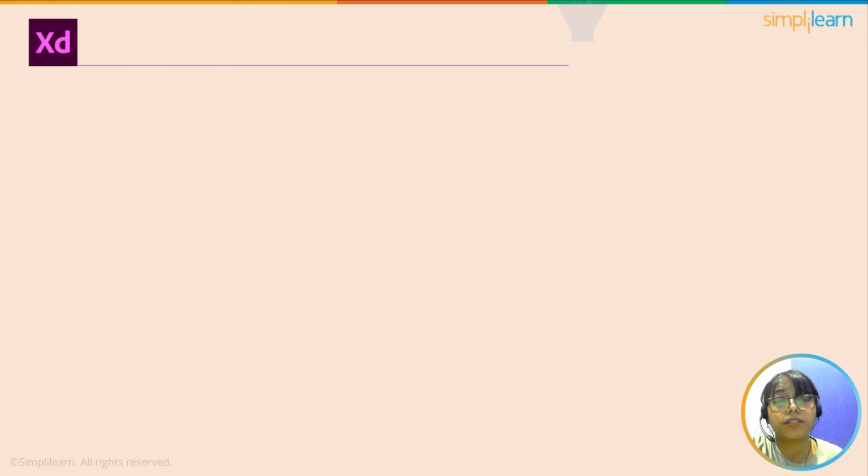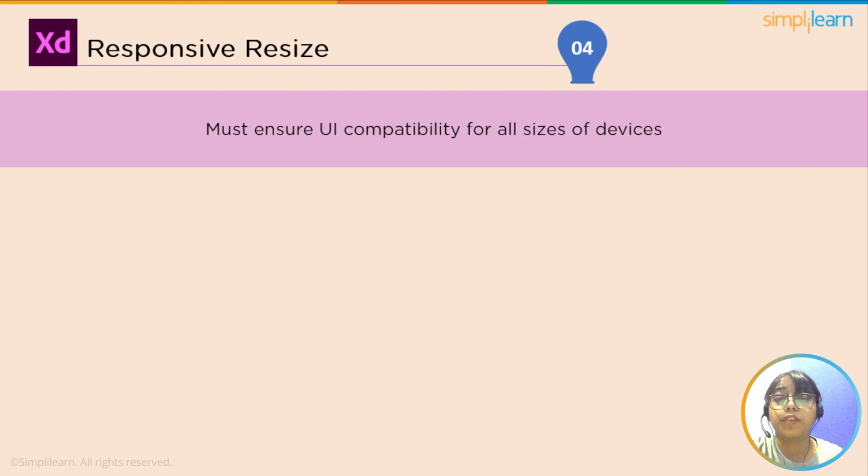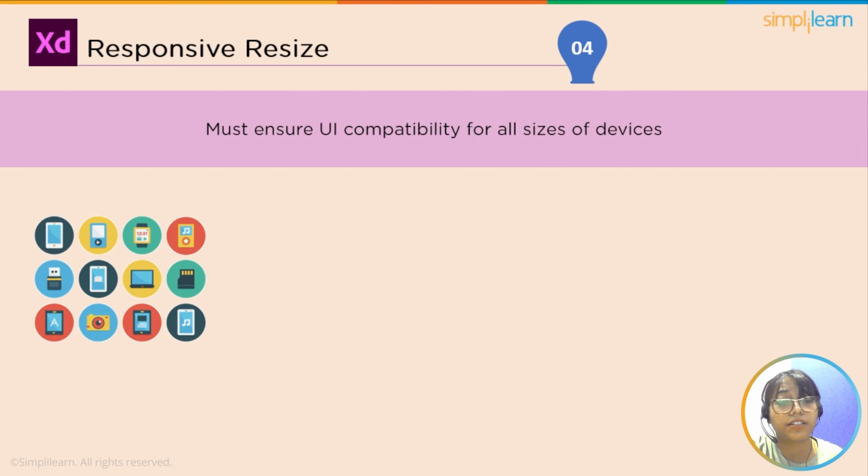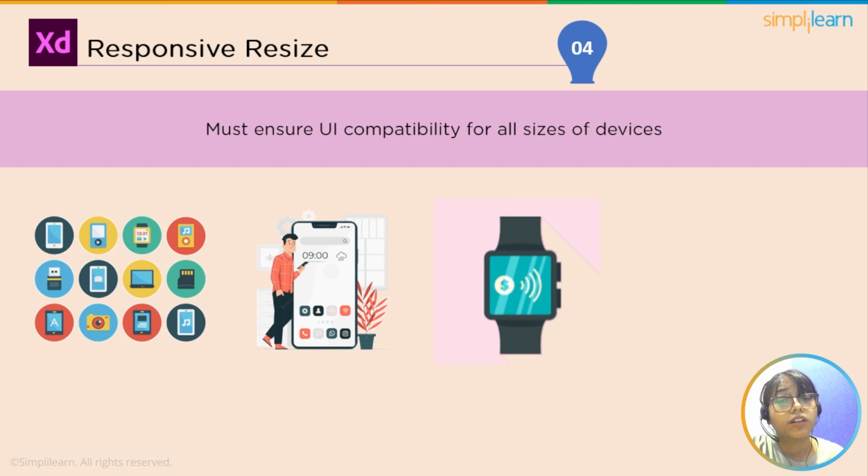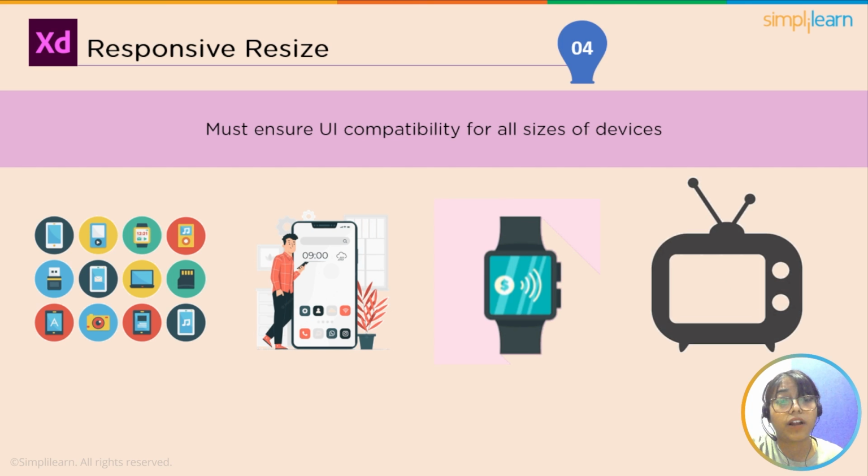And the next one is responsive resize. The world is full of different types of e-gadgets: smartphones, smartwatches, and TV. So while working with the design, we must ensure UI compatibility for all sizes of devices. The responsive resize feature allows us to automatically understand the design for a new device and fit the design in.